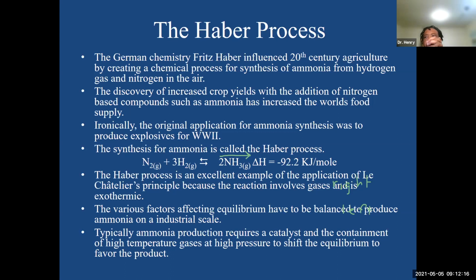So the Haber process is an example where they actually used equilibrium for the production of ammonia. It basically revolutionized agriculture. Wasn't it first made to make bombs during like World War II or something? That is correct. Yeah, it was actually initially used to make bombs.